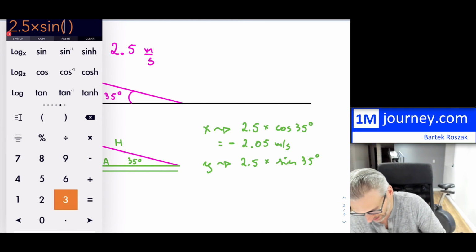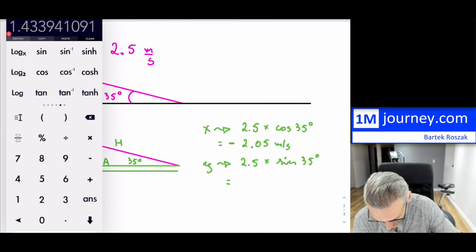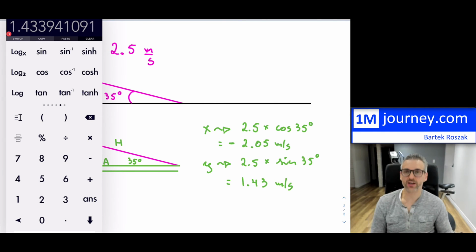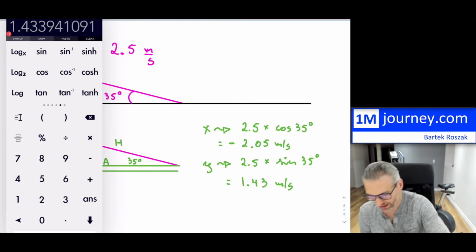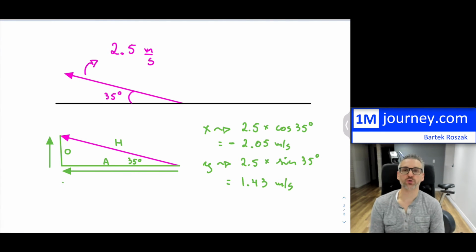Now, on the y component, this is going to be 2.5 multiplied by the sine of 35, and this one is up because it's with respect to your y direction. So this is 1.43 meters per second that you have in here, and indeed it is going upwards. So that's what you would have. You would have these two pieces brought together, and you've just broken down a vector into its x and its y component.